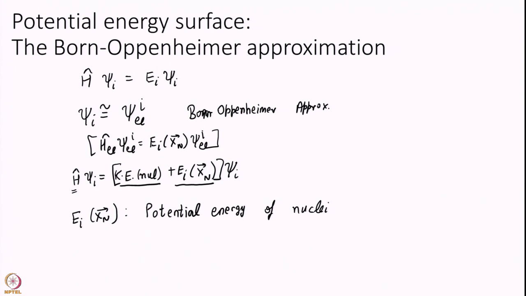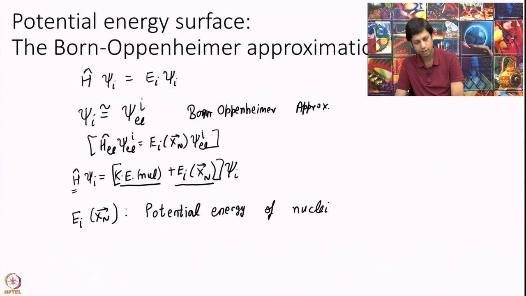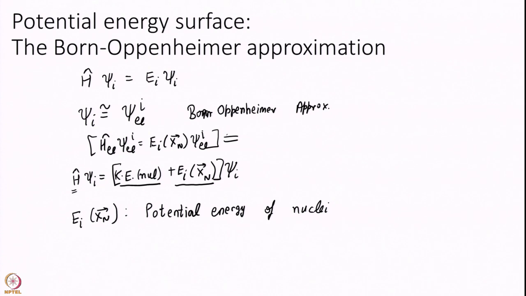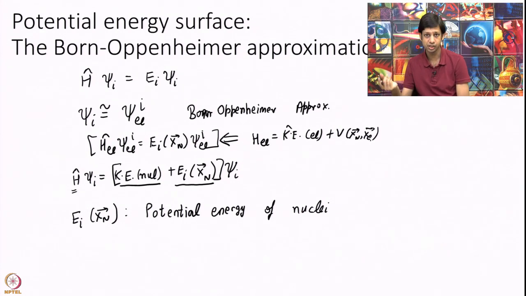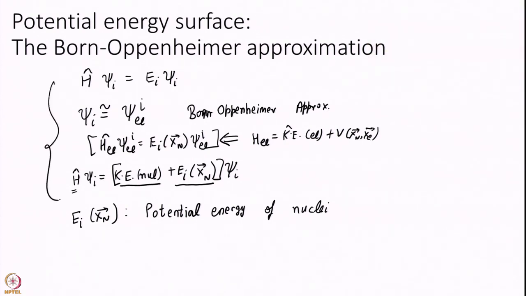So, this might be a slightly confusing term. This potential energy of nuclei actually includes the kinetic energy of electrons in it. Remember that we have got this E_I by solving this equation and H electronic was kinetic energy of electrons plus potential. So, E_I actually contains kinetic energy of electrons in it. It is simply the net potential that the nuclei are feeling with each other after I have removed away the electronic positions. So, this whole trick is really a way to get rid of electronic positions.